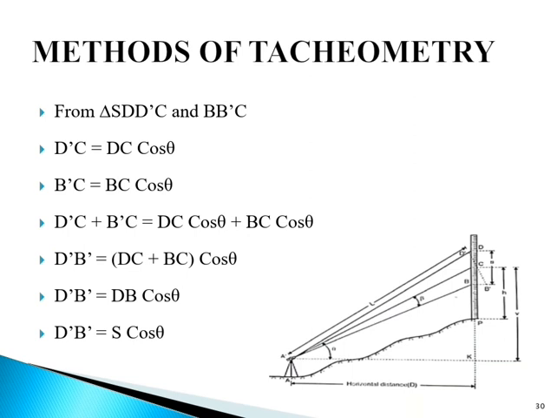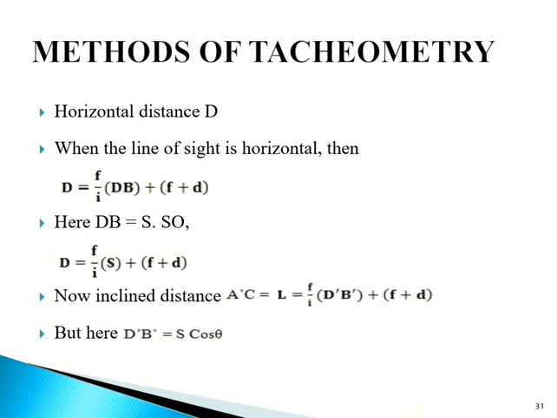Further D'B' is equal to (DC plus BC) into cos theta. So D'B' is equal to DB cos theta. So it is further simplified: D'B' is equal to S cos theta. All are derived from the image, okay.